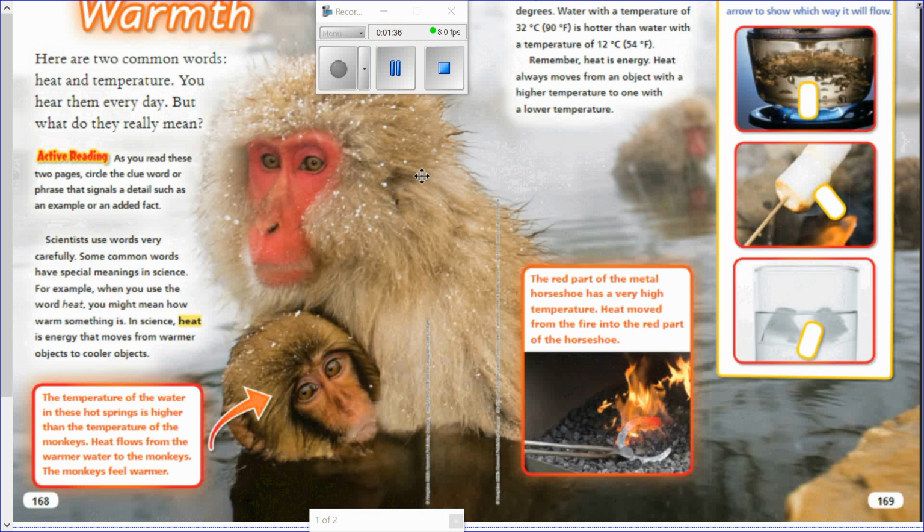In science, heat, notice how that is a word that is bold and it's highlighted, and that means we can go into the glossary and we can find this word. That's just one of our text features. It says, in science, heat is energy that moves from warmer objects to cooler objects.